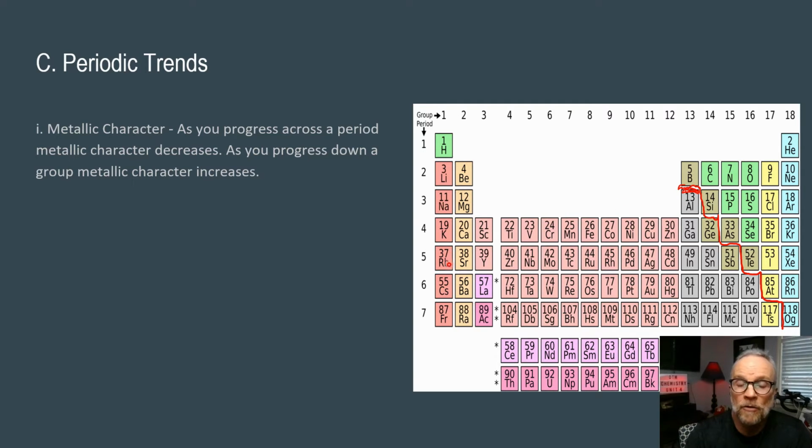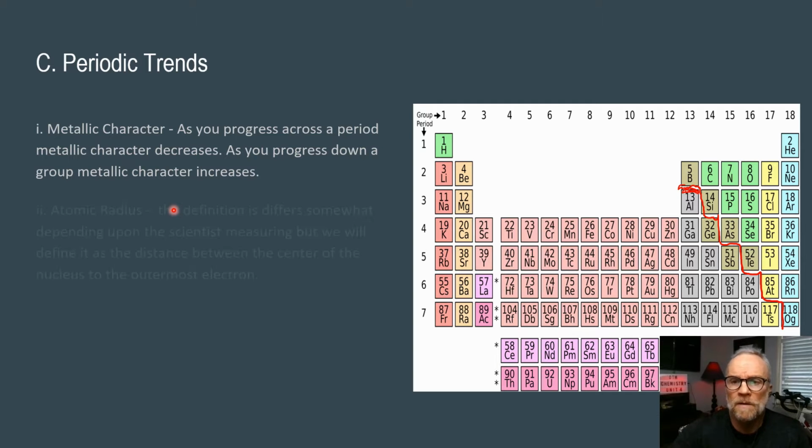And as you move down a group, the atom gets larger and larger. We'll talk about that in the next trend. And the electrons are more easily shared. And that is a characteristic of metals, not shared but transferred. So as you move down, the electrons get further away and they can be pulled off more easily. And that's a metallic character, is losing electrons. So you can kind of look at it that way as well.